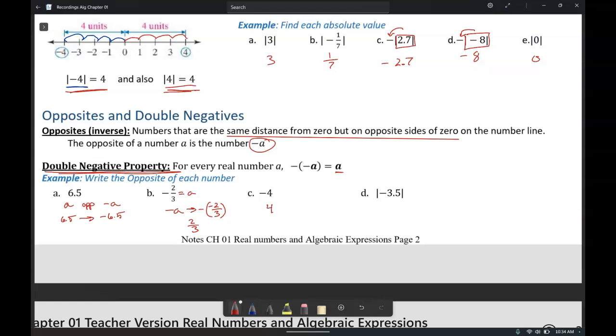And then for the absolute value, we're going to simplify that part first. So the absolute value of negative 3.5 is 3.5. And that's the value of a. We want to go ahead and plug that into our negative a, and now we get negative 3.5.